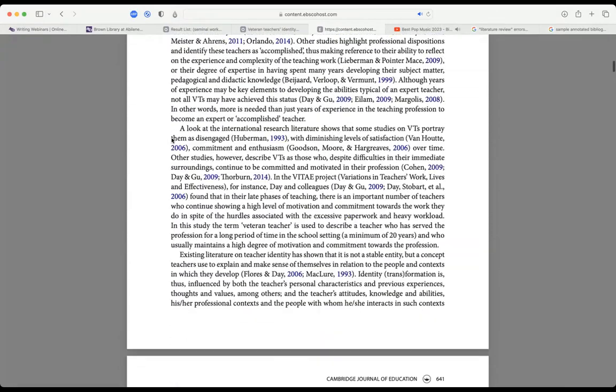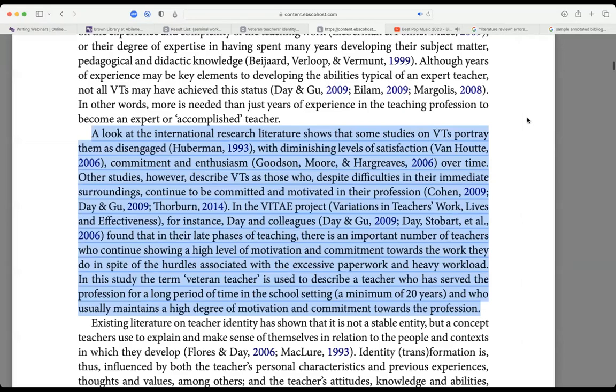we have a great summary paragraph here. So let's take a look at this. A look at the international research literature. That's great. Their topic sentence is saying, hey, they're looking at literature going beyond the country that they're located in. A look at the international research literature shows that some studies on VTs portray them as disengaged, with diminishing levels of satisfaction, commitment, and enthusiasm over time. So they make a claim and they back it up with 3 different citations.